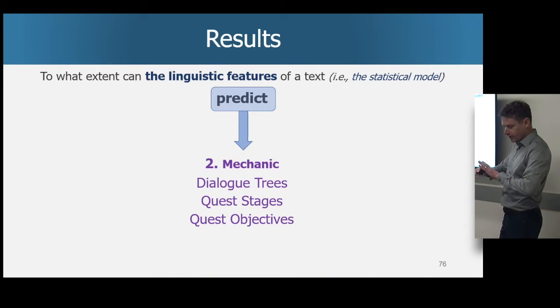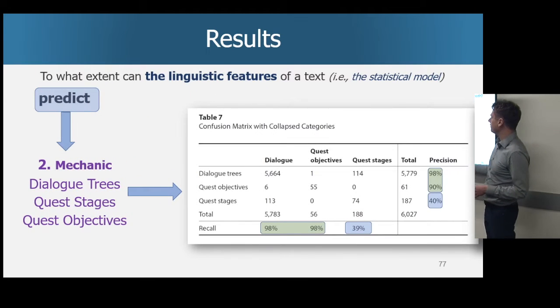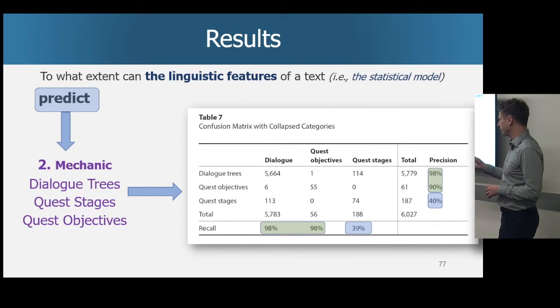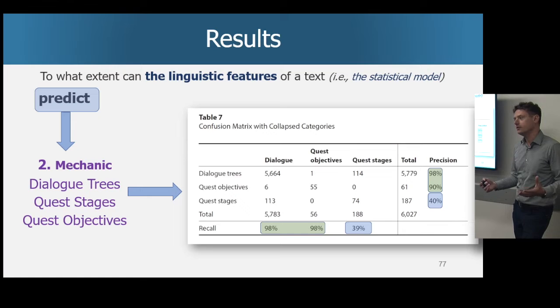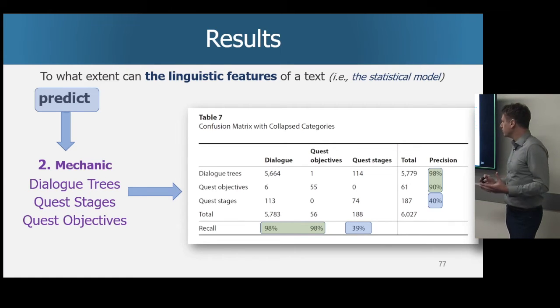So let's say, okay, take out the game. Let's tell the model it only has to identify which game mechanic it came from. And here is actually where the model does better than any of the others, right? We can see the dialogue trees got 98% recall, 98% precision, 98 here, 90 here. It didn't do great with quest stages, but it was still much better than it did in any of the previous models. And this makes a lot of sense, actually.